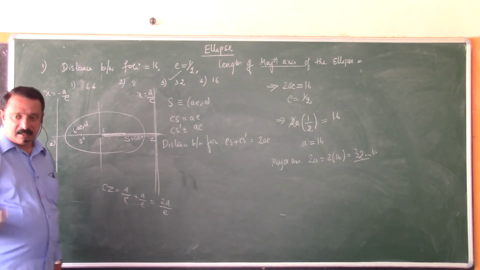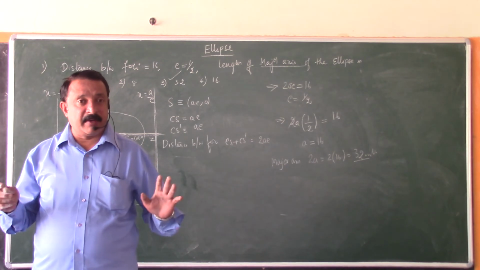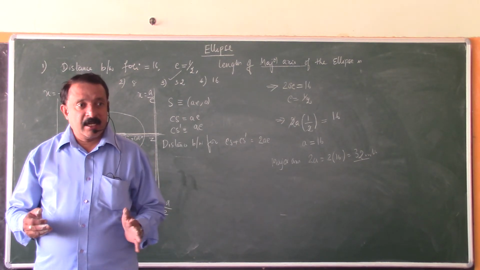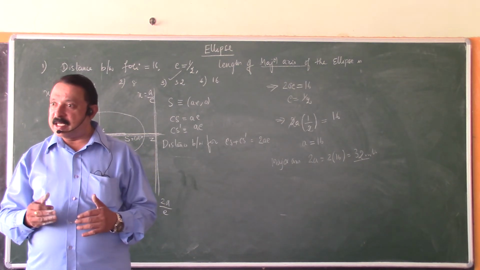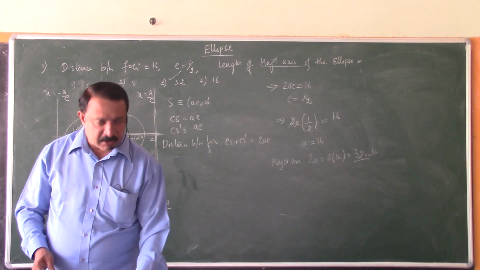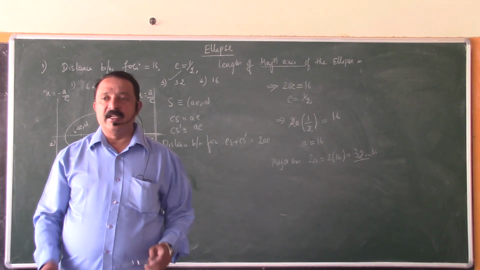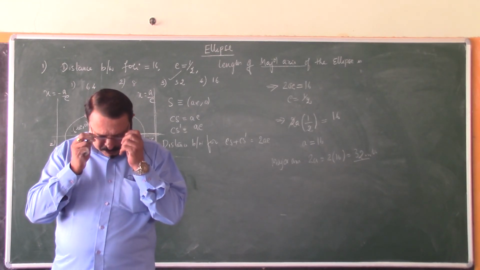Note that the distance between the foci is 2AE. Distance between the directrices is 2A by E. That type of problems are also asked. Distance between the directrices of an ellipse is 2A by E.